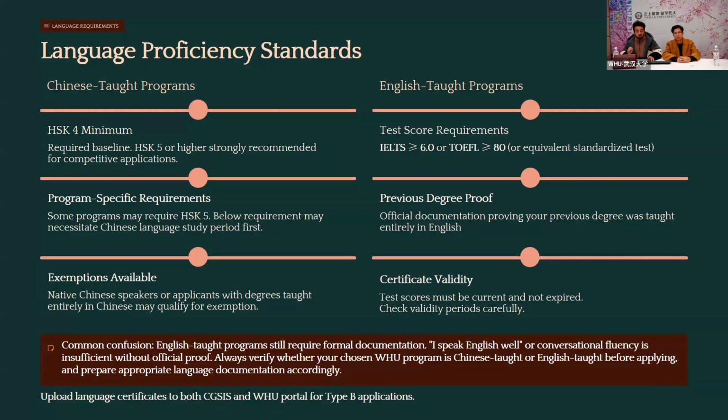And a common confusion about language proficiency is that English taught programs still require formal documentation. Saying I speak English well or conversational fluency is insufficient without official proof. Some students say that they can speak really good English and there is no official document. It is not acceptable when you are applying for Wuhan University. The document should be official, maybe from your last institute, which says you studied your bachelor's or master's in English language, or you can go for any test.